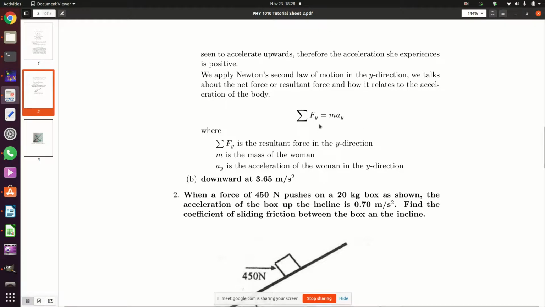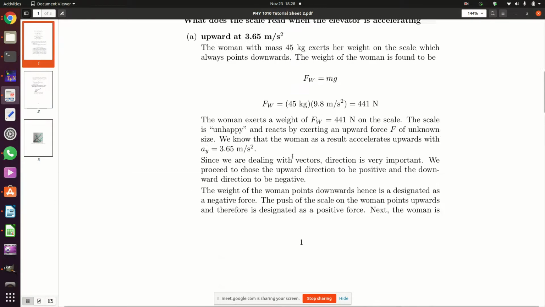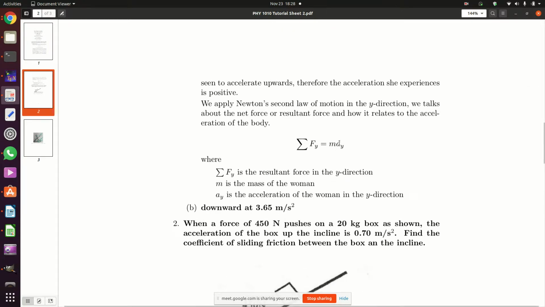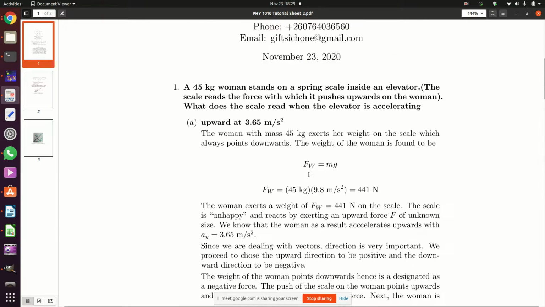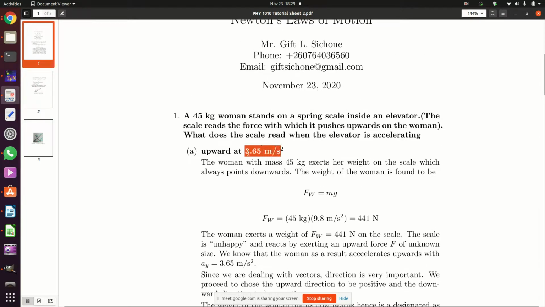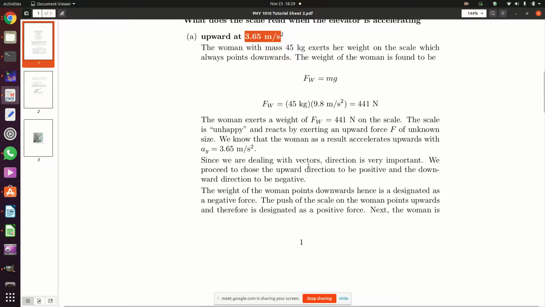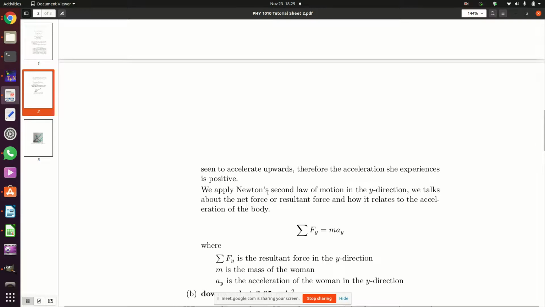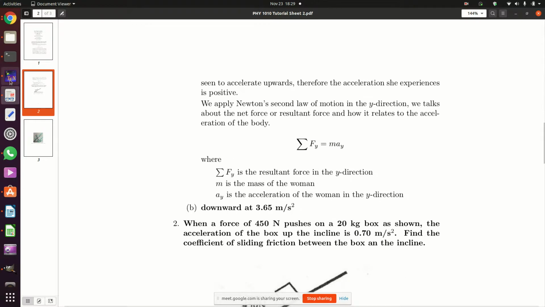Yes, so the only thing we need to do is find the resultant force in the y direction, because once we find it, everything else is known. We know the mass of the woman, she has a mass of 45 kgs. We also know her acceleration, we've been given it. Her acceleration is 3.65 meters per second squared upwards. Since it's upwards, we have said anything pointing upwards is positive. So acceleration is positive, upwards. So that bit we know. The only thing we need to know is the resultant force. Is that clear?